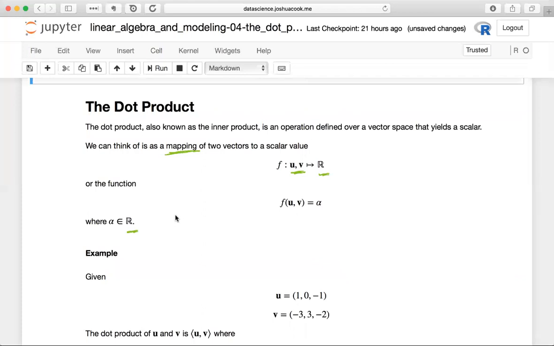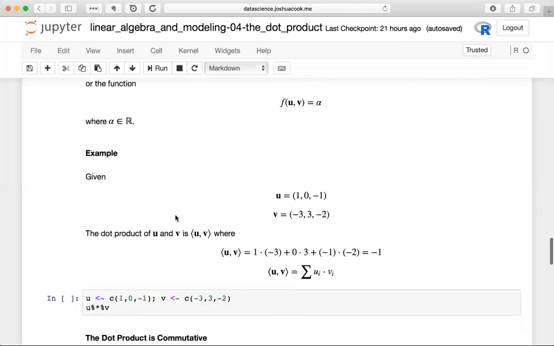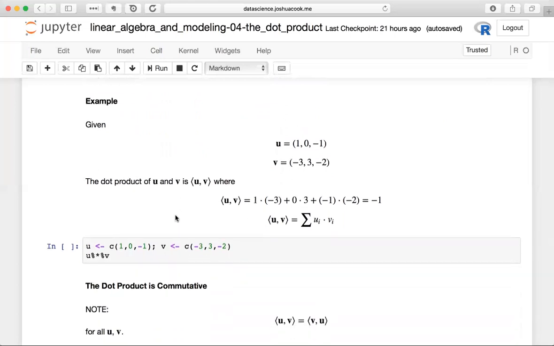And this might be a lot of math, but let's look at an example and you'll see that it's not that difficult. It's a pretty straightforward calculation. So if we've got these two vectors, u and v, then the dot product would be, and this is the symbol we use for the dot product, each element multiplied: 1 gets multiplied times -3, 0 gets multiplied times 3, and -1 gets multiplied times -2. And then we add them all together and we get a single scalar value as the answer at the end.